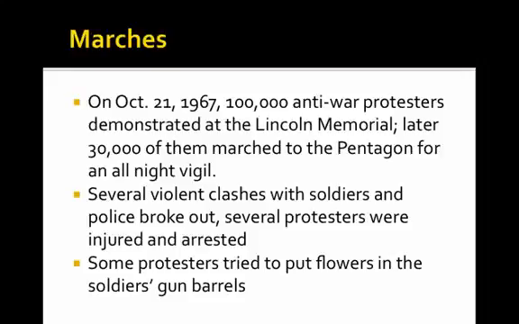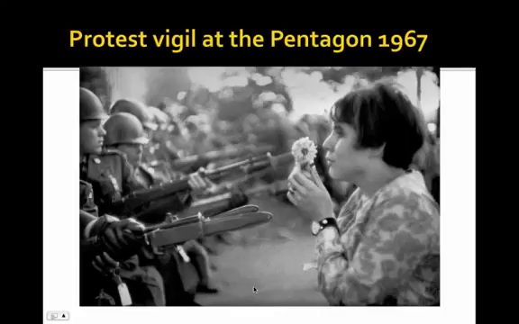Several of them were injured, several of them were arrested, and this was all covered by the news media and shown on television. So it drew a lot of publicity to the anti-war movement. One of the famous images from this protest is some of the protesters putting flowers in the soldiers' gun barrels. Originally, they had wanted to drop all these flowers on the Pentagon, but the government kind of found out about that, and so they didn't get to do it, but instead they took the flowers and put them in the barrels of the guns. This is an image from that protest at the Pentagon in 1967.